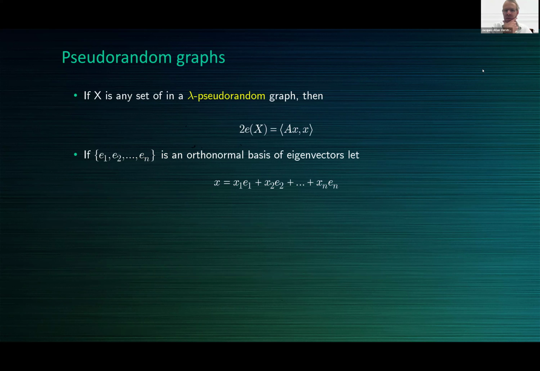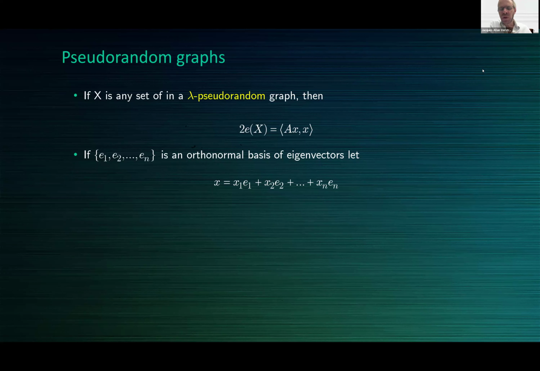But why are these things called lambda pseudo-random? What's this got to do with these graphs looking random? Well, the key thing is that twice the number of edges in any set of vertices in the graph is the inner product of A with the characteristic vector of the set and the characteristic vector of the set, right? So X here is the characteristic vector of the set X.